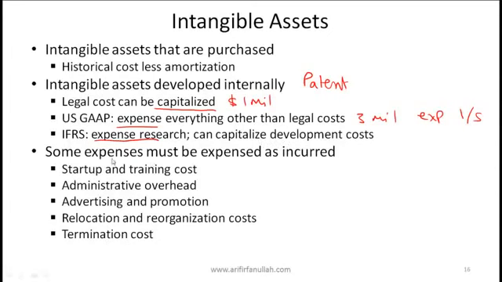Under both US GAAP and IFRS, some expenses must be expensed. When we say expensed over here, again this distinction between expensing and capitalizing we will see in detail later, but very briefly, by expense we mean we show it in the income statement for a given year. So any training costs, startup costs, administrative costs, advertising, relocation, etc. All these costs must be expensed, which means they must be shown as expenses in the income statement.